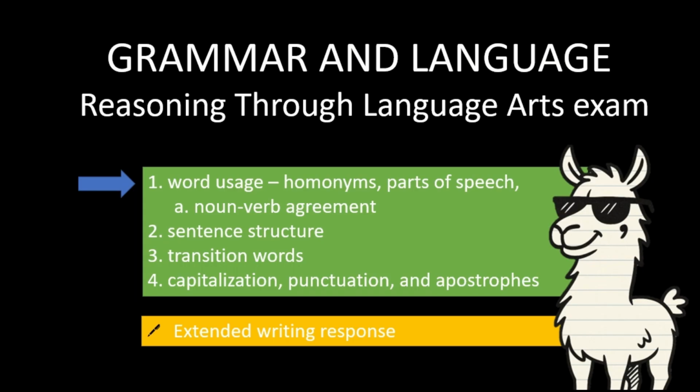Thanks for watching the first video in the grammar and language series that we have within the Reasoning Through Language Arts exam, where we talked about homonyms, we learned about the parts of speech, and as I mentioned, folks, you will be tested on whether or not you can identify words that are used incorrectly. So you want to make sure you know your homonyms, you know your parts of speech, and that when it comes to the extended writing response, you are using all of that information to help you structure your response. You're being tested on your knowledge of using American English grammar correctly.